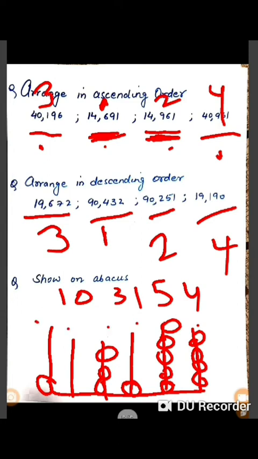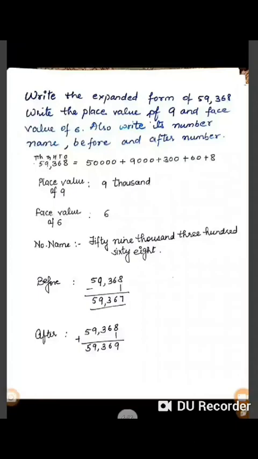Hope you understood, children. Now we are going to do one last question, which is this. Okay, now in this question, it says to write the expanded form of 59,368. Then we have to write down the place value of 9, face value of 6. Also, we need to write down its number name, before and after number. So children, let's see the expanded form. It is very easy to write the expanded form. Write the first digit and then the rest of the places as 0. So this becomes 50,000 plus 9,000 plus 300 plus 60 plus 8.